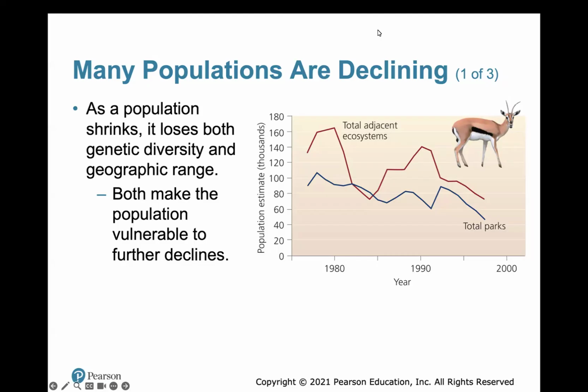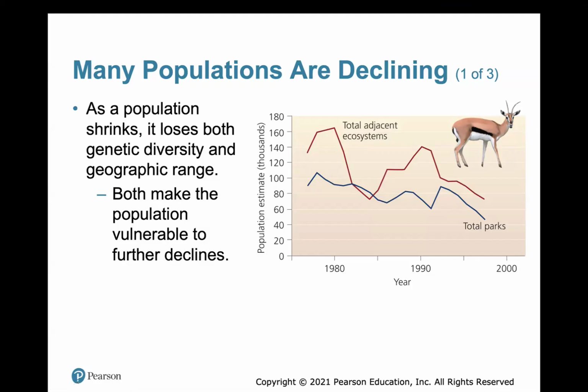You're probably aware of some of the causes for the loss of biodiversity and the decline of populations. I'm going to cover a few more and then we'll move into conservation ecology. As a population shrinks, it's going to encounter two problems. It's going to lose genetic diversity, and the geographic area over which it occurs becomes smaller. So the species disappears from parts of its range. That's going to make the population even more vulnerable to further decline.